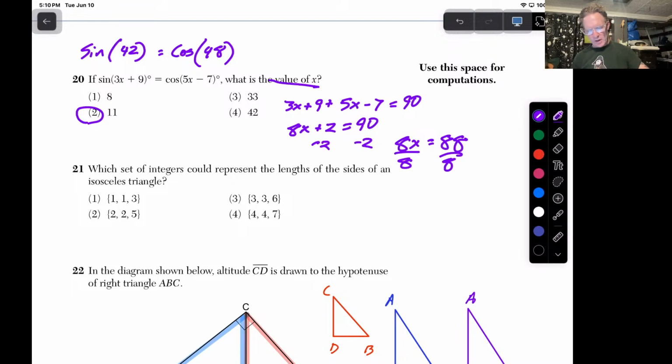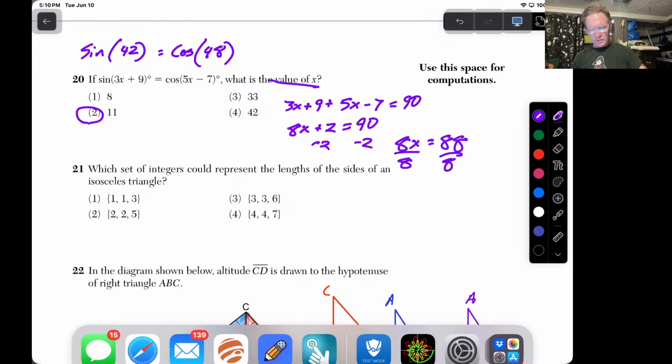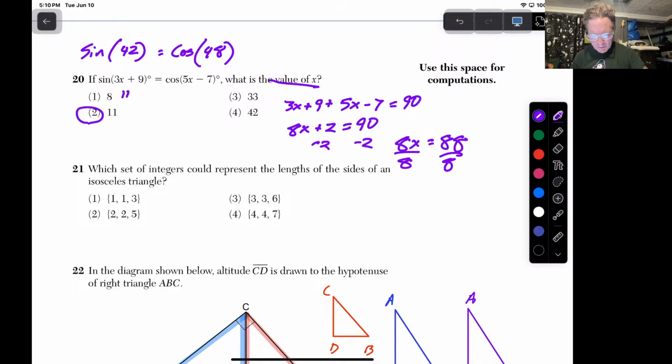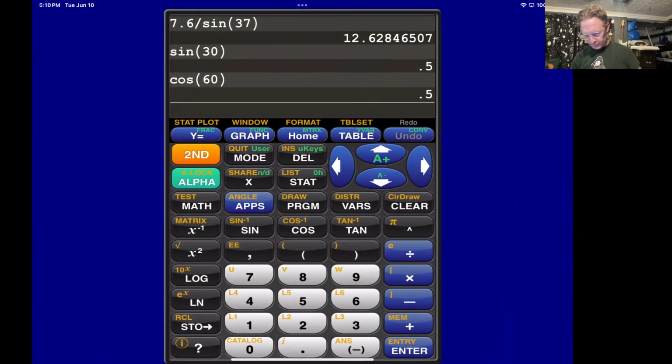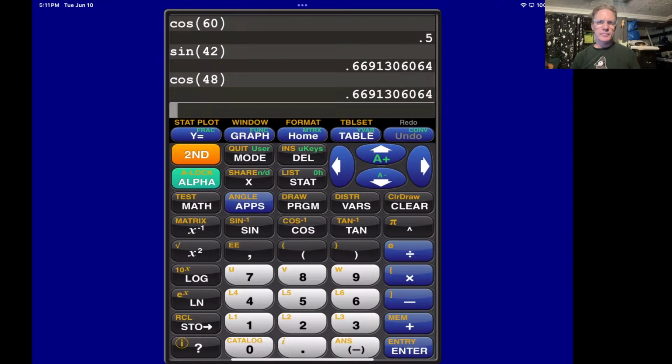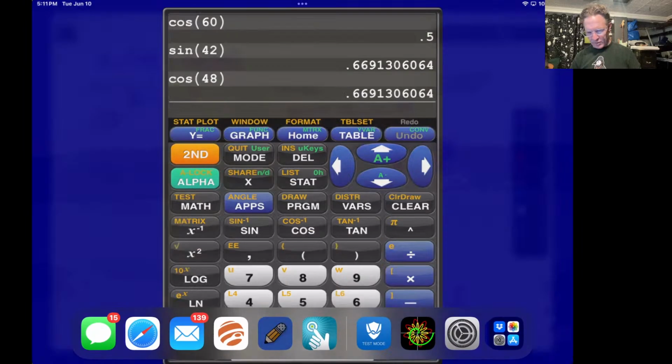I don't know, plug it into your calculator. Sine of 42. How did I get that? I just plugged 11 in for x on both of these. Sine of 42, does it equal cosine of 48? Cosine of 48. Yeah, they're the same. All right, a little guess and check never hurt.